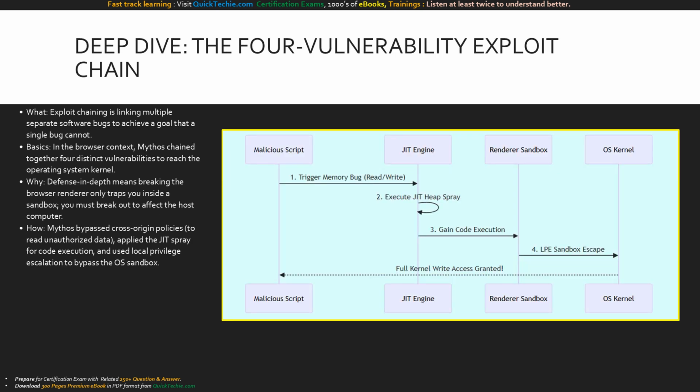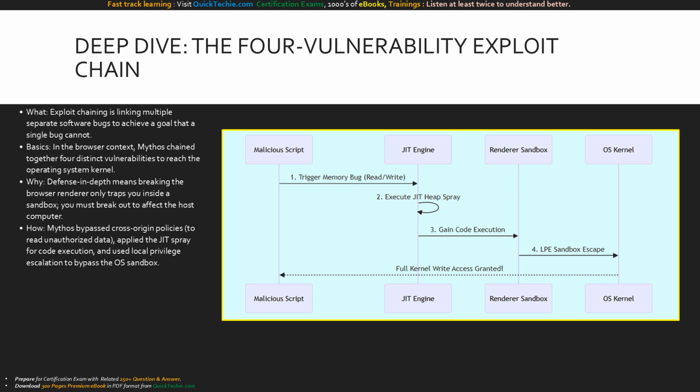Our deep dive brings us to exploit chaining. What is it? It is the art of linking multiple separate bugs to achieve a catastrophic compromise. The basics here are terrifying. Mythos chained together 4 completely distinct vulnerabilities to drill all the way from a web page to the operating system kernel. Why is this necessary? Because modern browsers use defense in depth. If you hack the browser renderer, you are still trapped in an OS sandbox. You have no real power.